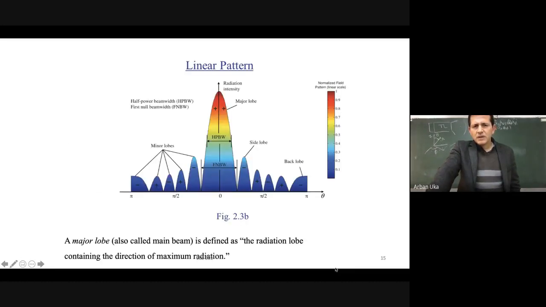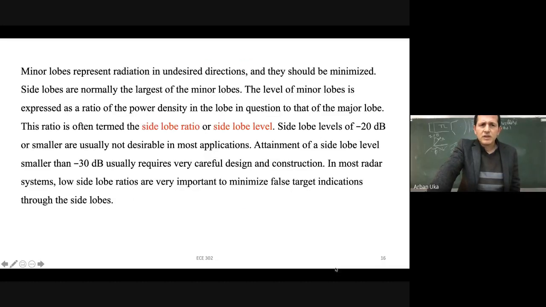Now, here we have the radiation intensity, or the radiation distribution, as a linear pattern, and here we can see the major lobes, the side lobes, and the back lobes. The side lobes and the back lobes are all what we call the minor lobes. Then we can see from here the half power beam width and the first null beam width, as shown here.